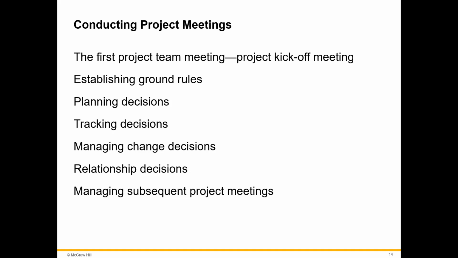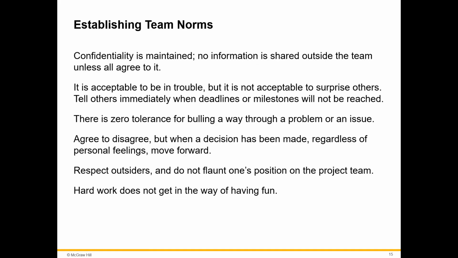And of course, manage ongoing subsequent project meetings and make sure that those project meetings are going to be in place all the time. Then, of course, you establish the team norms. And when you establish team norms altogether, you will make sure that everybody will agree on your rules and outcomes. So confidentiality is maintained. No information is shared outside the team unless you agree on it. So a lot of times the secrecy of the project should be that all members of the team know about it. And of course, they have to make sure that they abide by it.